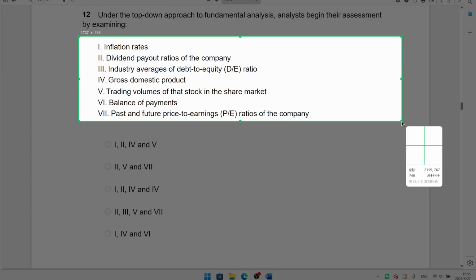3 is the ratio. 1, 4. Balance of payments, number 6. What is balance of payments? Let's begin there by examining. So I don't know, right?